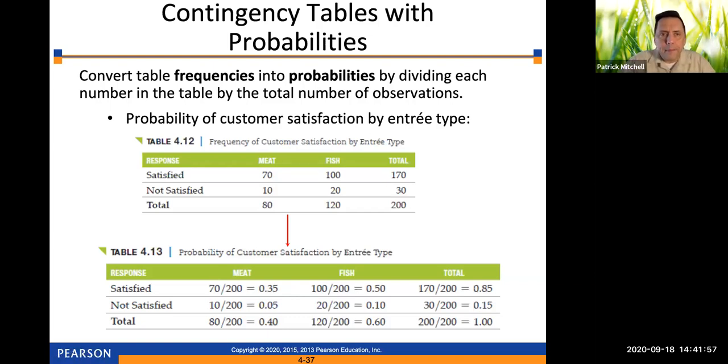So let's see. We're going to convert these table frequencies into probabilities by dividing each number in the table by the total number of observations. So we're looking at frequency of customer satisfaction by entree type. 80 people ordered meat, 120 people ordered fish, 170 people were satisfied, 30 people were not. All right, so if we want to make that into a probability table, we'll just divide all of these numbers, each and every one of them, by 200, and that gives you what you see here.